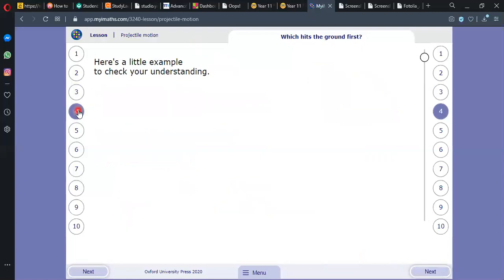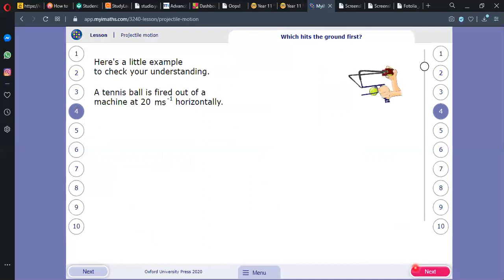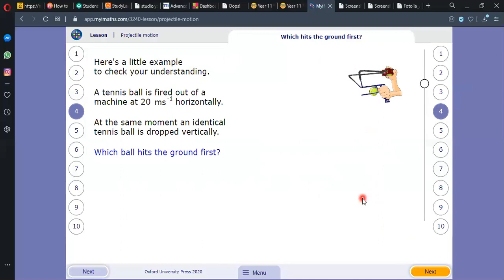Here is a little example to check your understanding. A tennis ball is fired out of a machine at 20 meters per second, horizontally. At the same moment, an identical tennis ball is dropped vertically. So the ball that this guy is holding right here is going to be projected horizontally this way, while the ball here is going to be dropped vertically like this. So I guess the question here is, which ball hits the ground first?